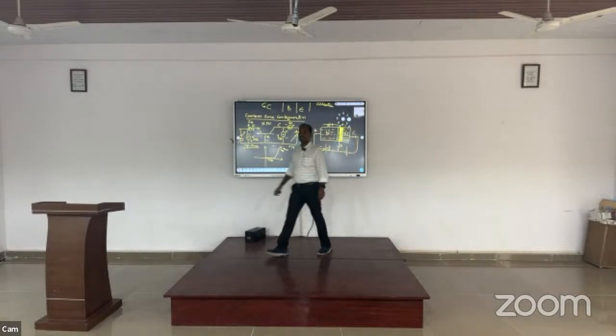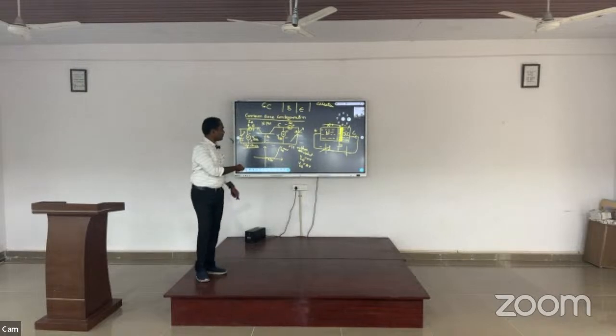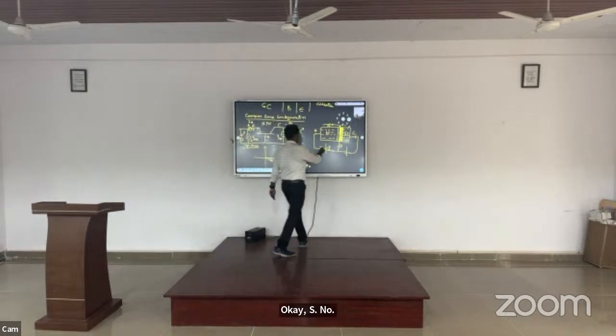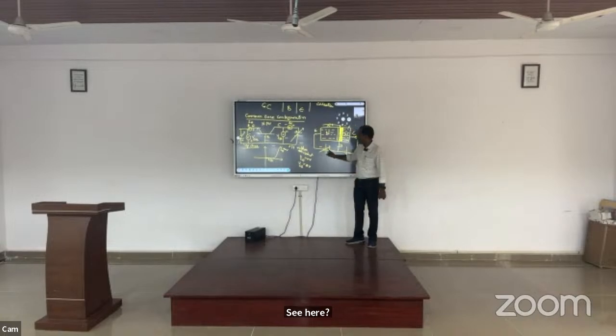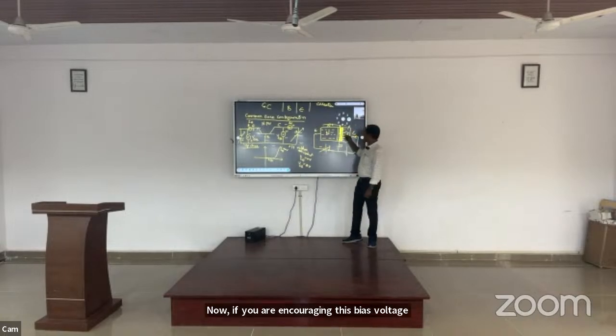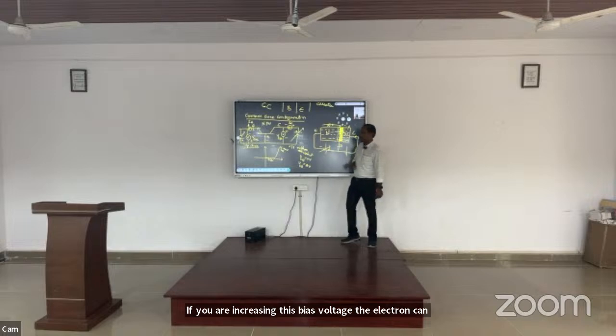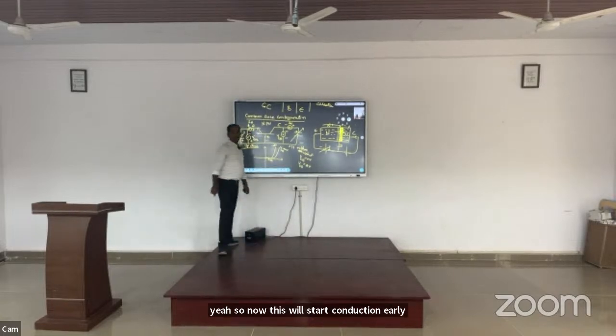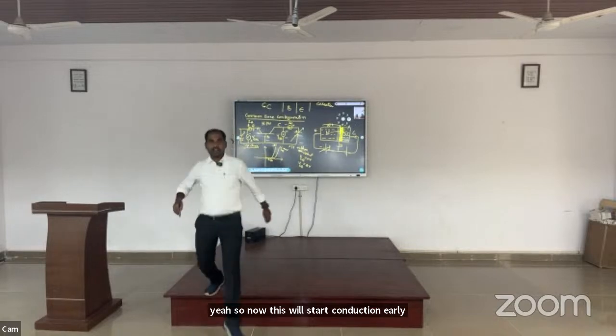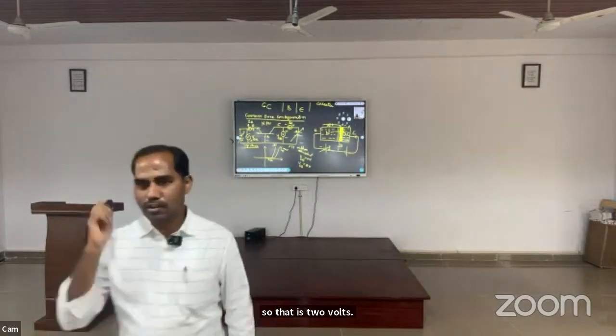Now see here. If you are increasing this bias voltage, the electrons can cross easily from here to here. So now this will start conduction early. So that is 2 volts. Are you understanding?